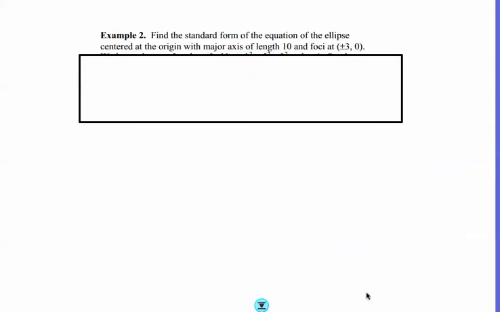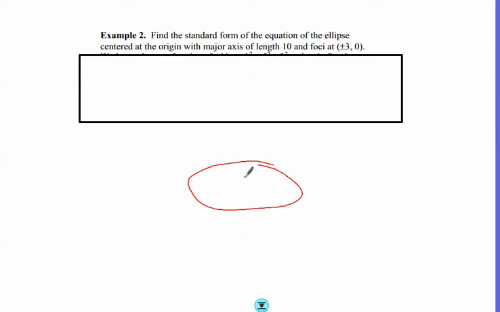Okay, let's look at another example. This time we're going to go backwards. Last time we were given an equation and asked to find some of the major features. This time they're going to give us the features and have us figure out the equation in standard form. So we have an ellipse centered at the origin with a major axis of length 10 and foci at plus or minus 3, 0. I'm going to give you a quick sketch just to show you what this looks like.